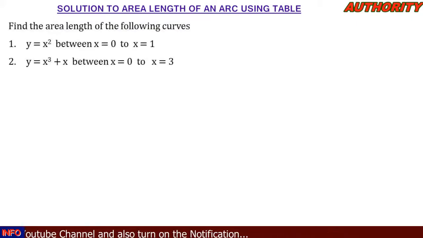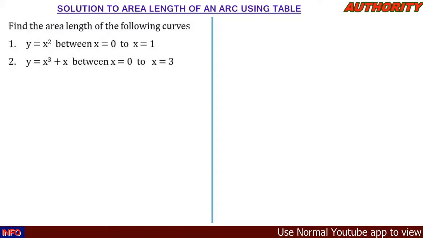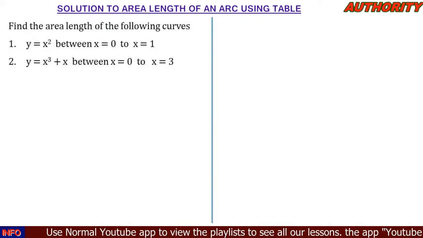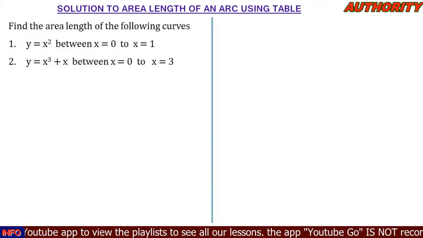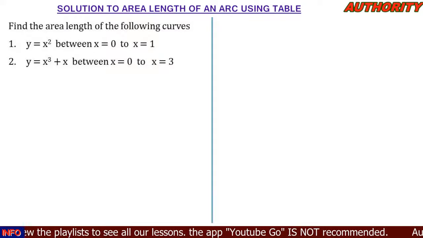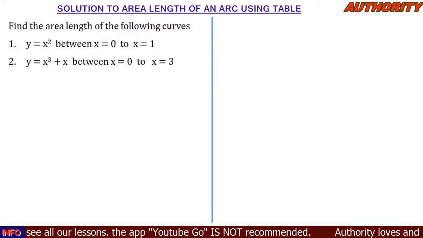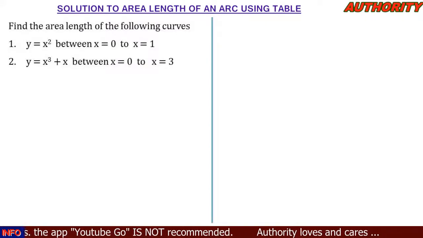This question says, find the arc length of the following curves. Number 1, y is equal to x squared between x equal to 0 to x equal to 1. Then number 2, y is equal to x cubed plus x between x equal to 0 to x equal to 3. You get it right? Yes. We are asked to find the arc length of the following curves.